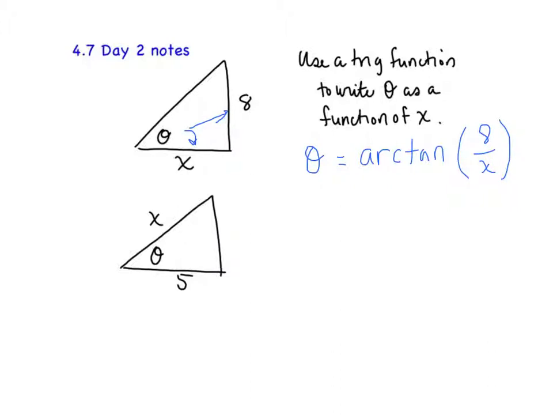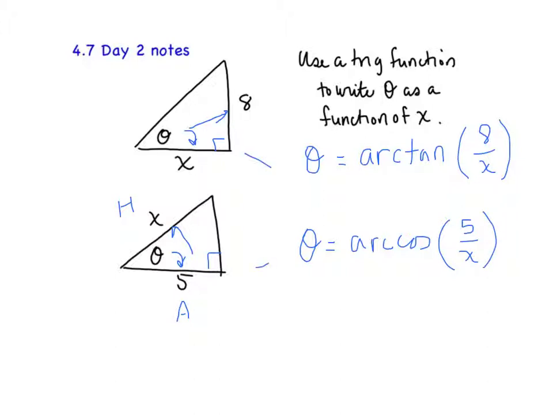I'm going to do this here. I'm not going to find the third side, I'm just going to use what's here. So theta would be equal to, this is adjacent over hypotenuse, and adjacent and hypotenuse is cosine. So the arc cosine, remember that the angle is equal to the inverse of the ratio. So this would be 5 over x. And those are the two statements. This one goes with the top, this one goes with the bottom.